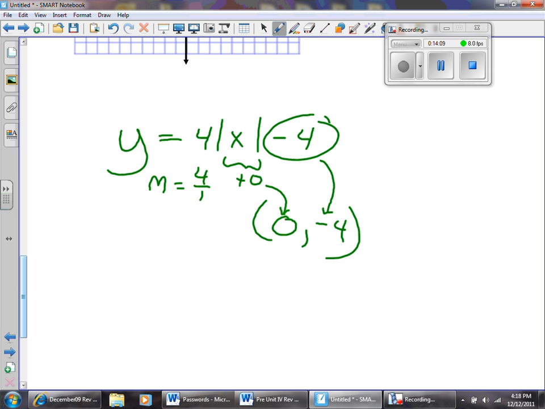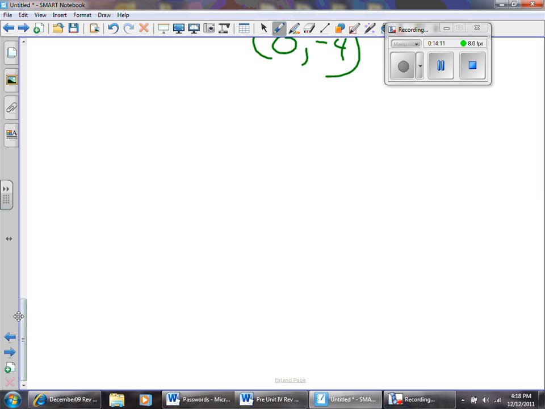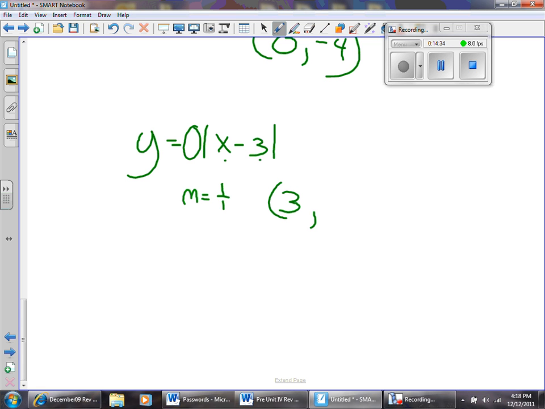Okay, let's try one more. How about y is equal to the absolute value of x minus 3? Well, the slope is sitting there. It's like 1 over 1. And of course, for the point of symmetry, it'd be like negative 1 over 1. The vertex is going to be 3. I change the sign. And then it's like plus 0 out here. So 3, 0 is my vertex.